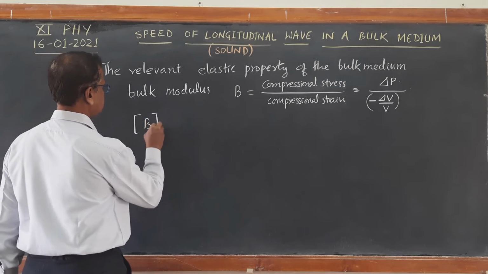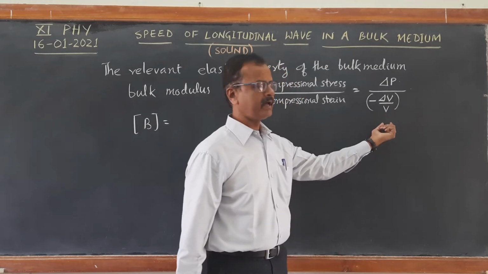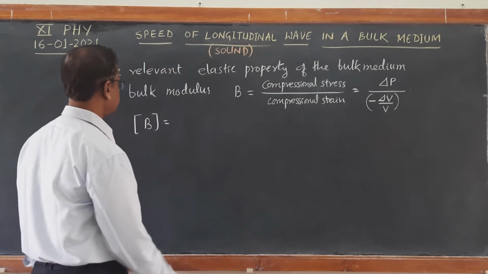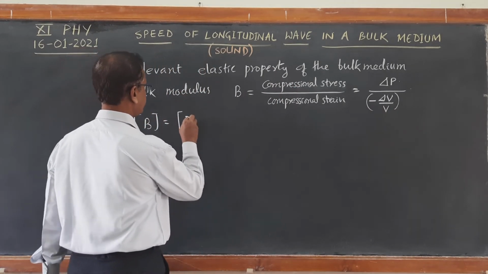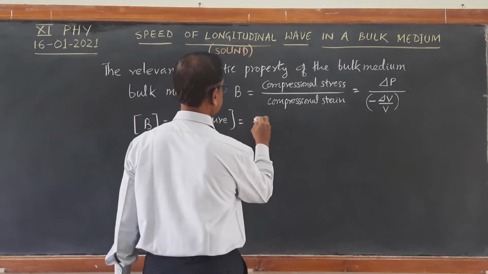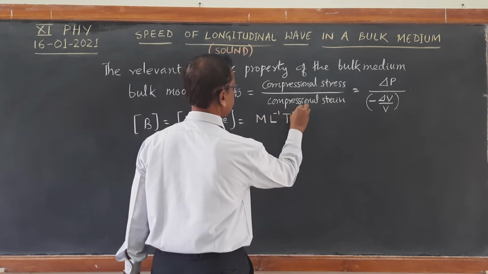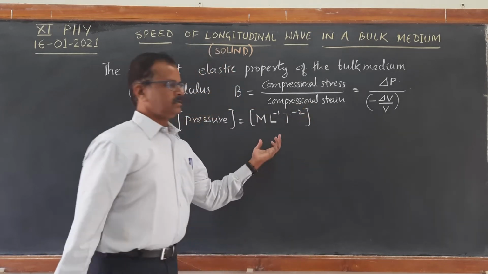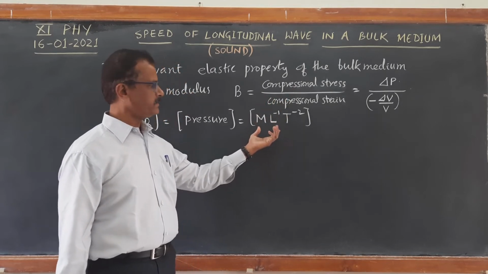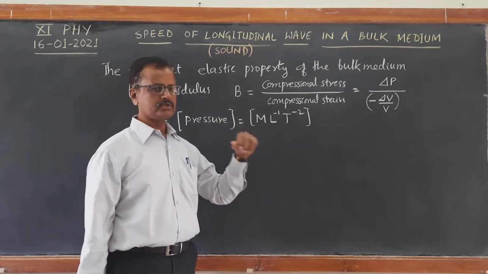The dimension of bulk modulus is the dimension of pressure itself, because the denominator doesn't have any dimensions. Dimension of volume cancels with dimension of volume. Therefore, it has the dimension of pressure, which is the same as we have written earlier, M L raised to -1 T raised to -2. Stress is force per unit area, the restoring normal force per unit area, that gives us M L raised to -1 T raised to -2.